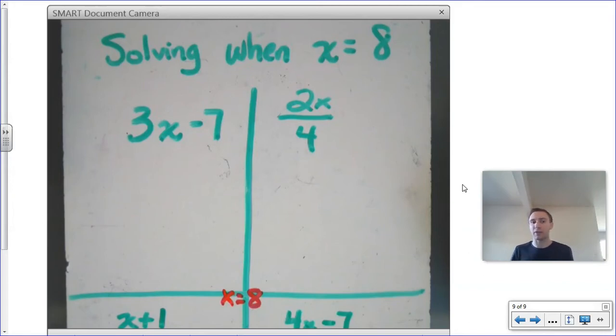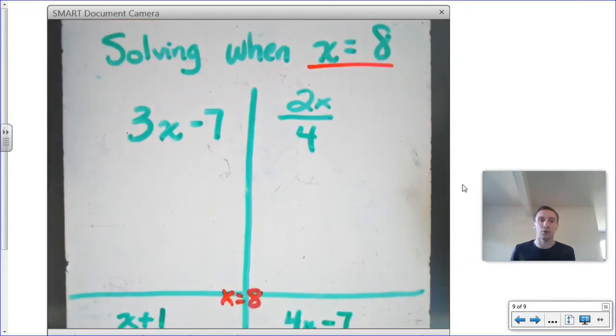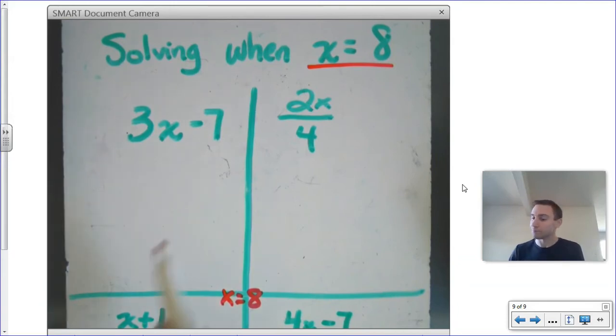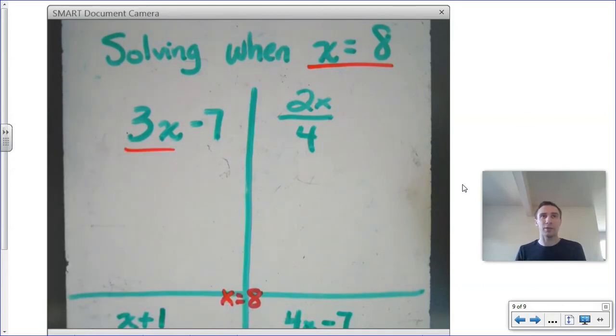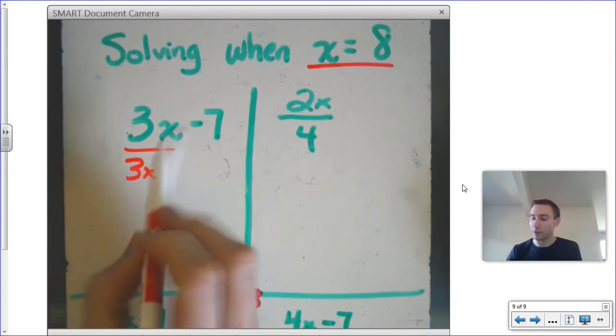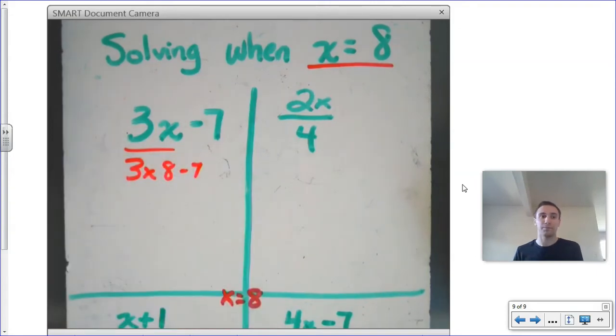And in each of my examples here, I've written in the middle of my page and I've written at the top of my page, we're going to solve when x is equal to 8. And we're going to remember that we should always follow the rule for order of operations as we solve. So I have 3x minus 7. And the first thing I have to think about is, well, 3x means I have to do an operation. Which operation is that? It's multiplication. So 3 times 8 minus 7.